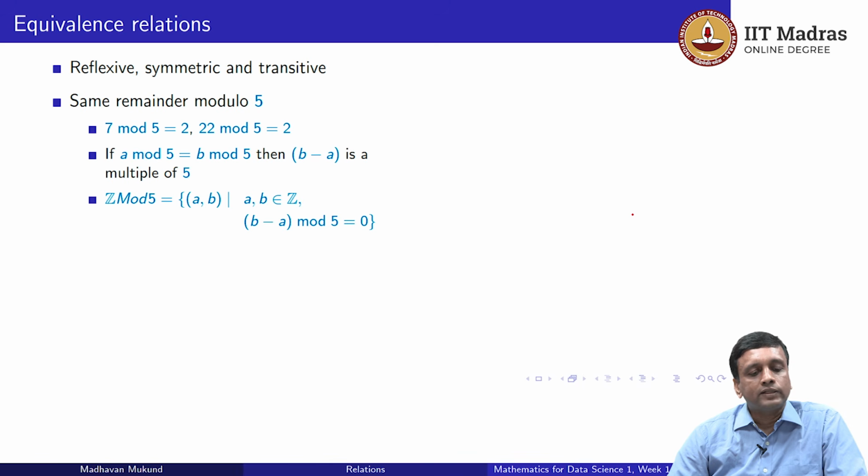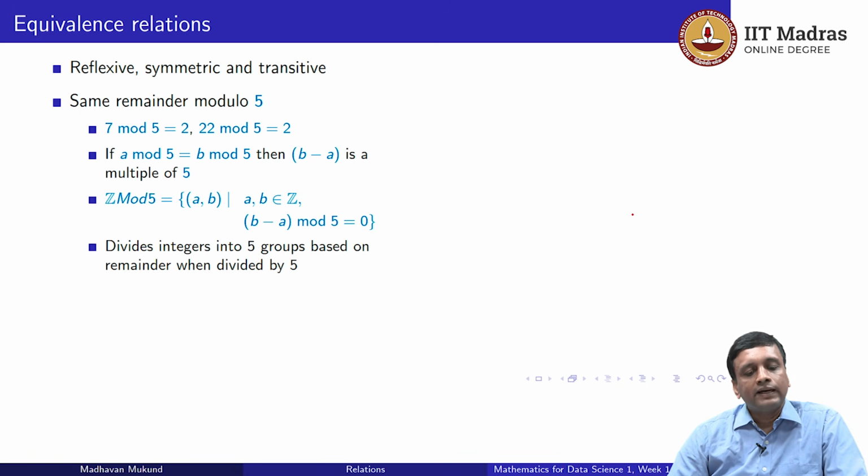And so in set notation, we can say that the integers modulo 5 are all pairs A, B, such that B minus A mod 5 is 0. In other words, we are not asking what is the actual remainder of B and A. We are just saying that B and A are separated by a multiple of 5. Therefore, they must have the same remainder modulo 5.